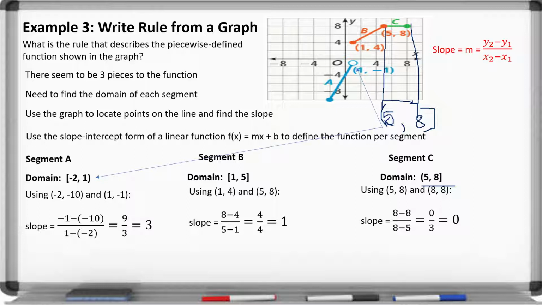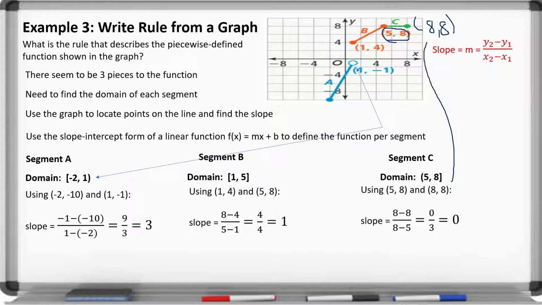All right, so now we're going to be using the coordinates here. The coordinates for C that we're going to be using are 5, 8, and then the coordinates here, which are 8, 8. So that's how we get those two coordinates. Then we're going to plug those into the slope formula and get our slope of 0.